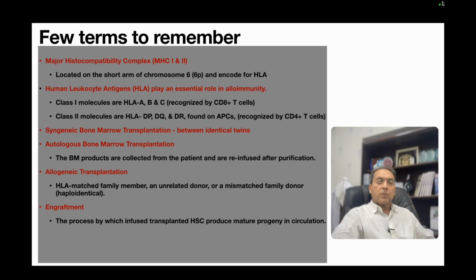And then we've got engraftment. Engraftment is a process by which infused transplanted hematopoietic stem cells produce mature progeny in the circulation. And then we've got the preparative regimen, which is high dose chemotherapy or total body irradiation, or both, of the recipient, so that we destroy the immune system.